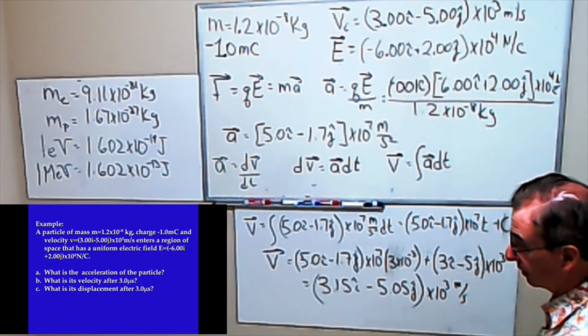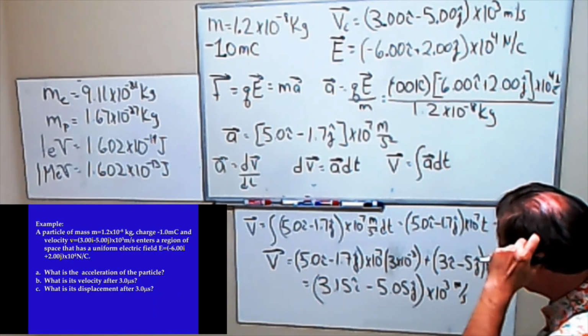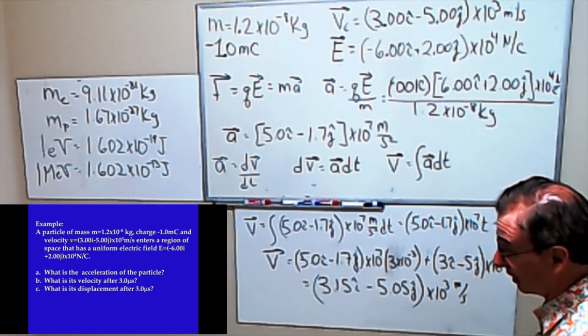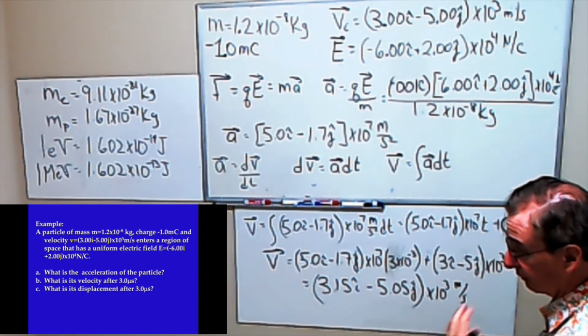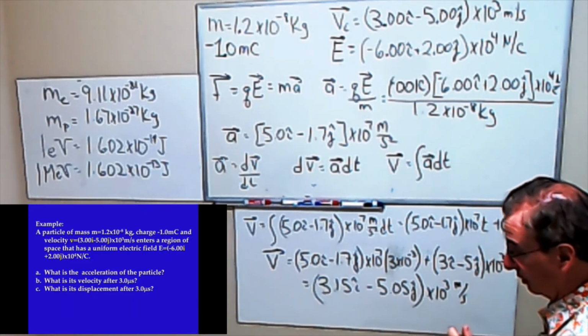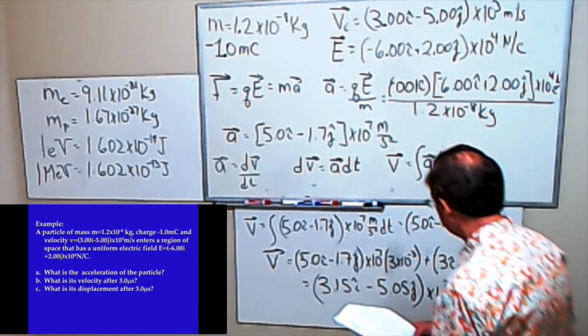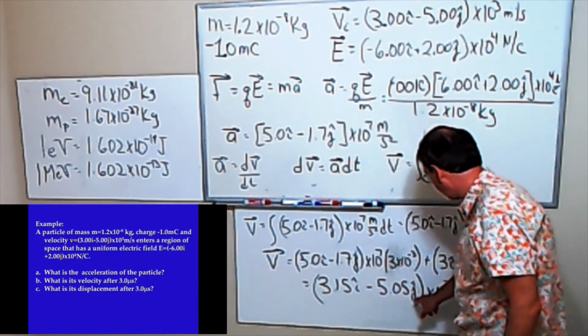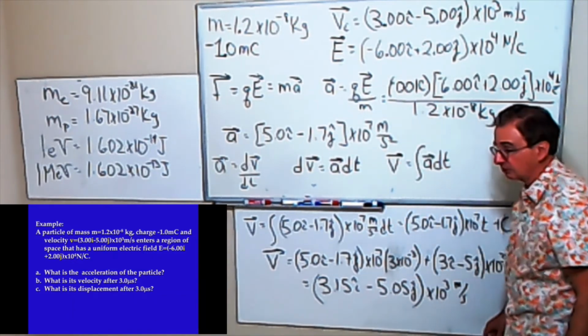Okay, if you can't read this, it's probably because I'm having internet connectivity problems, but in the video that I'm recording, you can see this clearly. So the final answer is 3.15 I hat minus 5.05 j hat times 10 to the third meters per second.